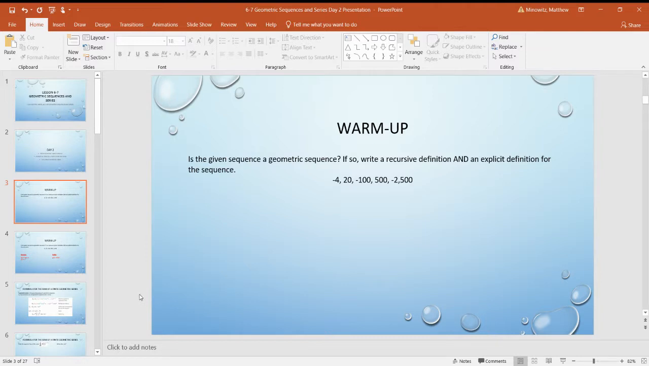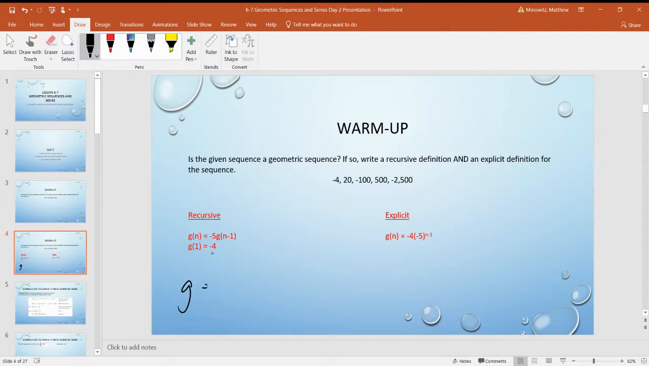Okay, so you tried them out. We'll take a look. Okay, see the multiplier is -5. So recursive, to get from the previous term to the next term, -5 times g of n minus 1. And then you got to tell me the starting term is -4. And once again, the book would write it like g of n equals, and they would say -4 when n is 1. And when n is bigger than 1, we'd have -5 times g of n minus 1.